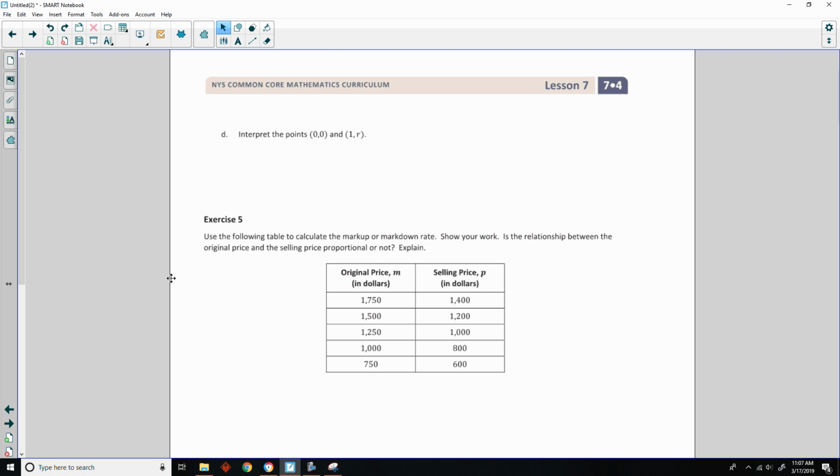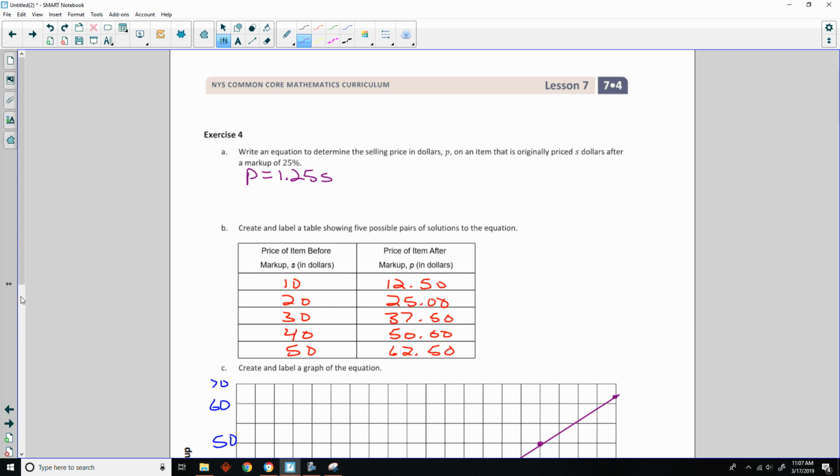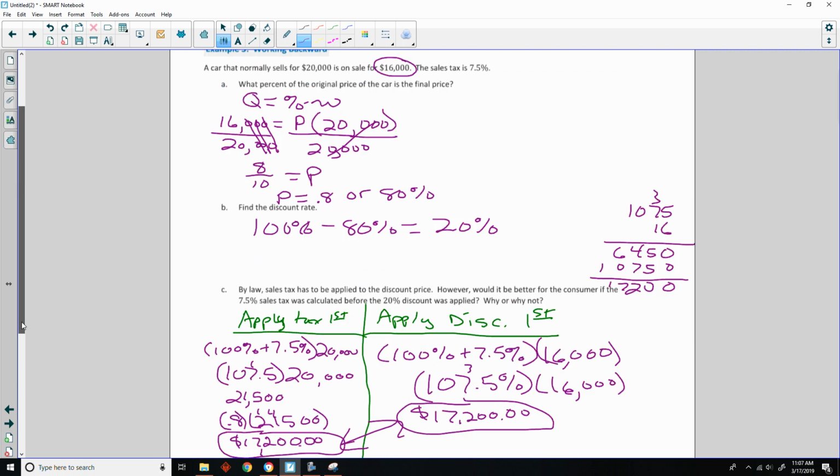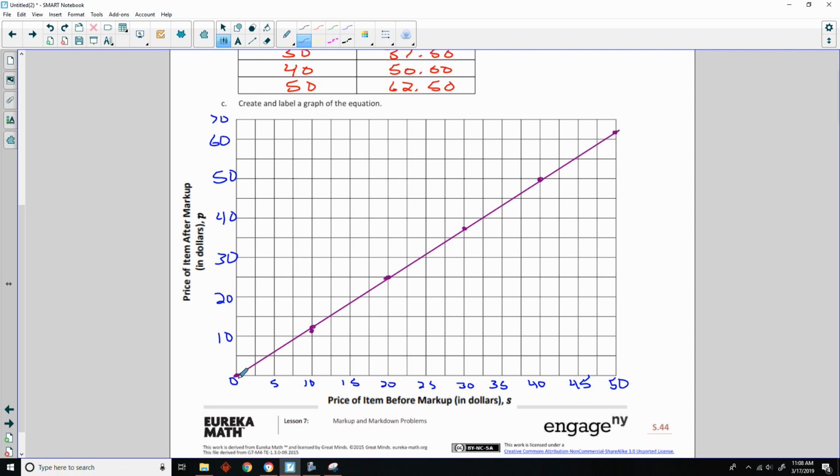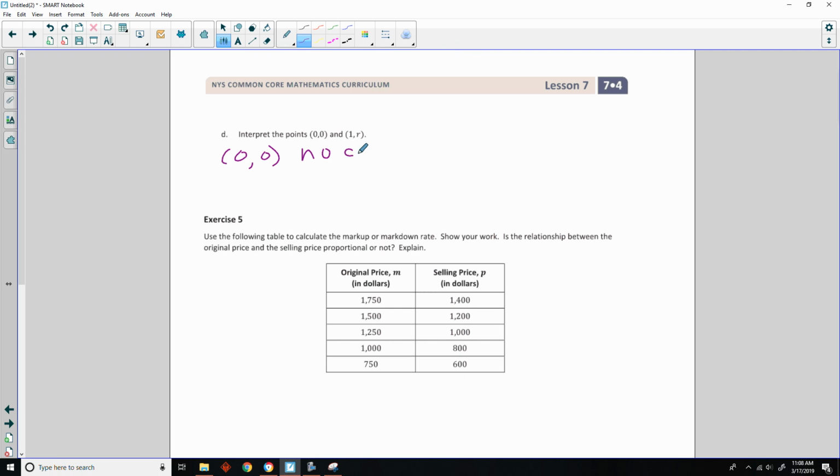D says interpret the point 0, 0 and 1, R. Well, point 0, comma 0 means, if we go back, zero is right here. Well, P is price of item before markup. So if the price before markup is $0, then the price of the item after the markup will still be $0. So if there is no cost, there's no markup. So I'll say that. No cost, no markup. Okay. 0% of 0 is 0.